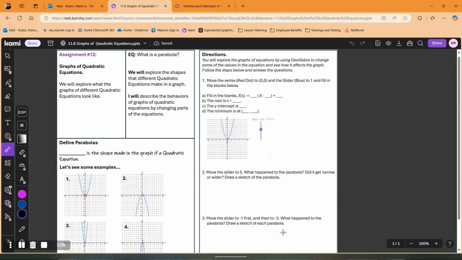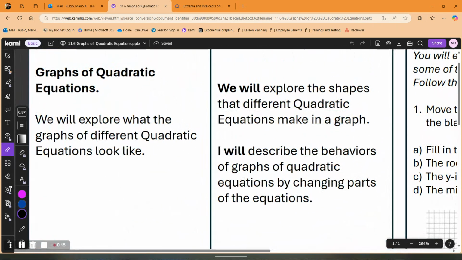So, here is today's lesson. I will give you a handout for y'all to work on today. It's assignment number 12. Let me zoom in here. I hope y'all are having a good day.